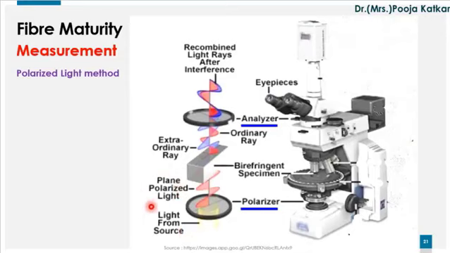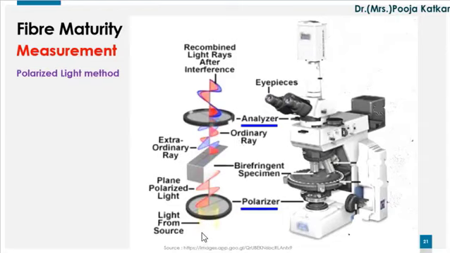Now when such plane polarized light passes through a birefringent material or anisotropic material, it gets divided into two rays. Here one is shown by blue color and one by red color, and technically those are called the extraordinary ray and ordinary ray. And when we observe the object through the eyepiece, we could observe interference of extraordinary and ordinary rays.